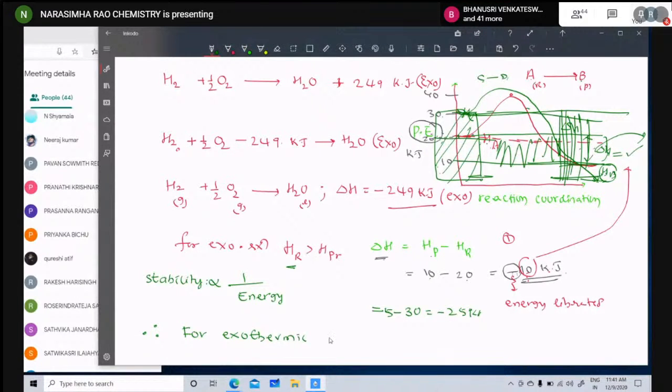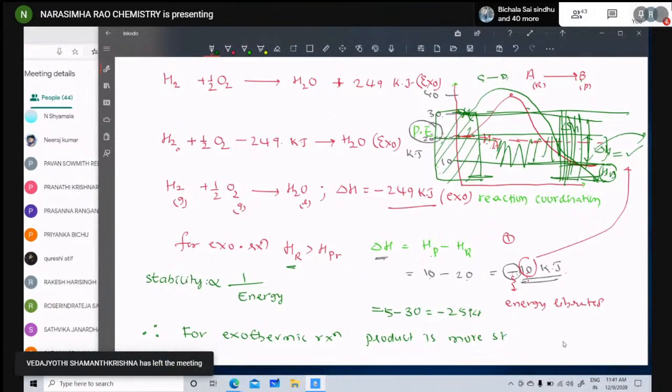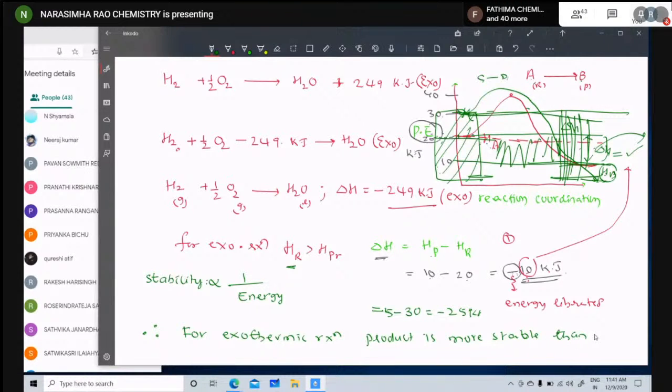For exothermic reactions, the product is more stable than the reactant. Children, anybody doubt regarding this one? Anybody? No doubt. No, sir.